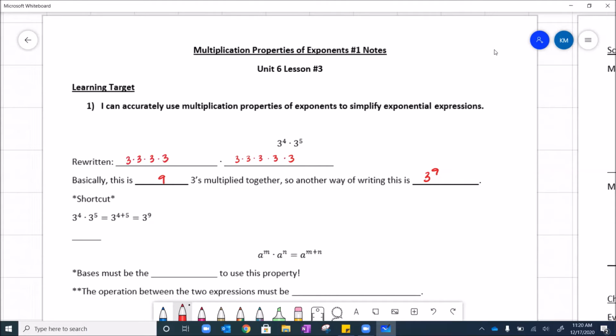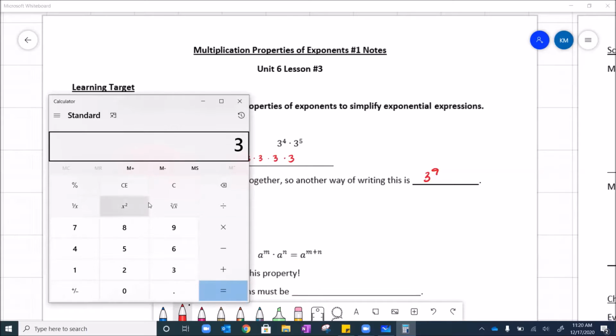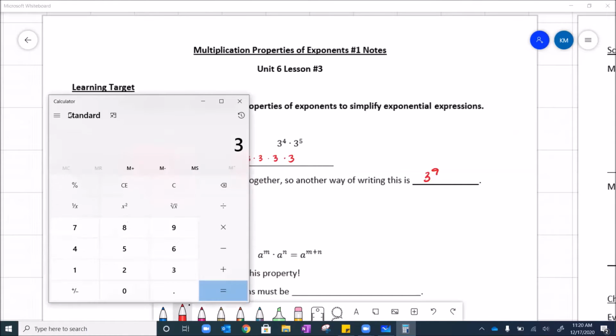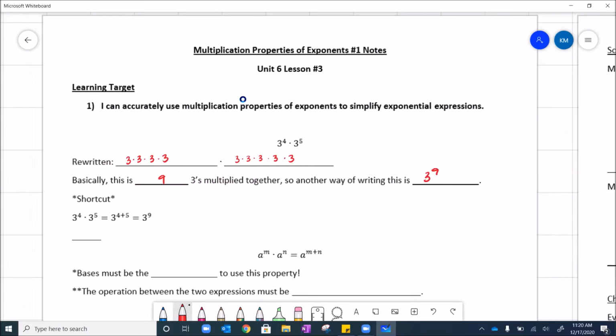Okay? It's a shortcut. Let's see what that is. Let me get a better calculator. There we go. 3 to the 9th. 19,683. 3 to the 9th.